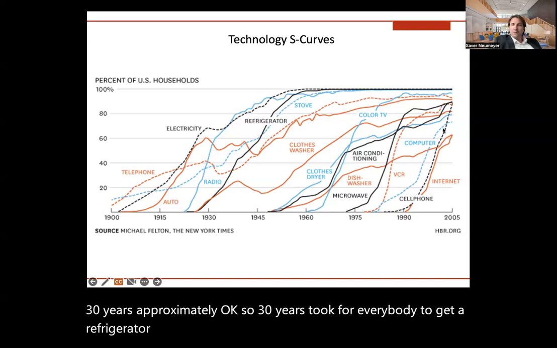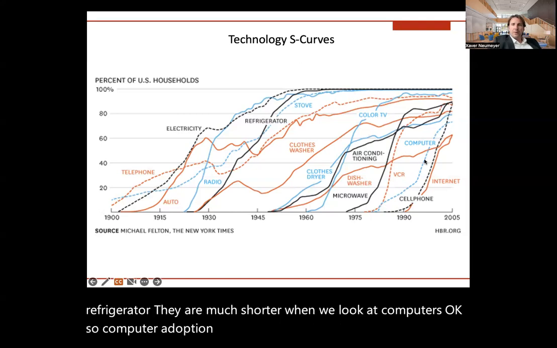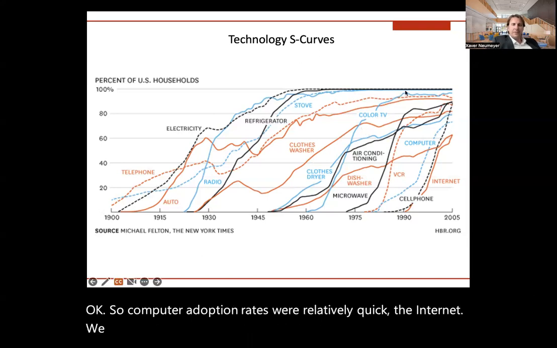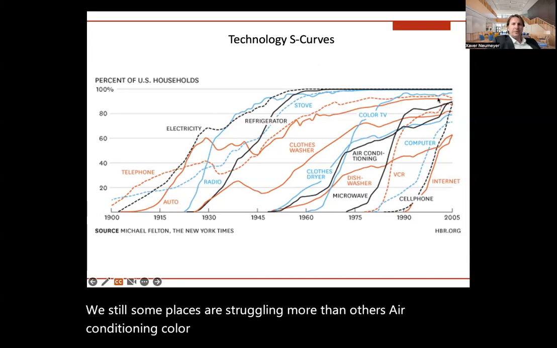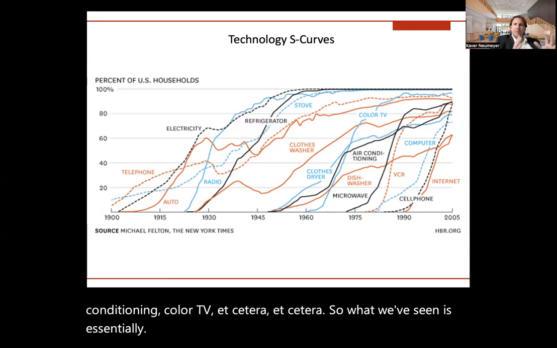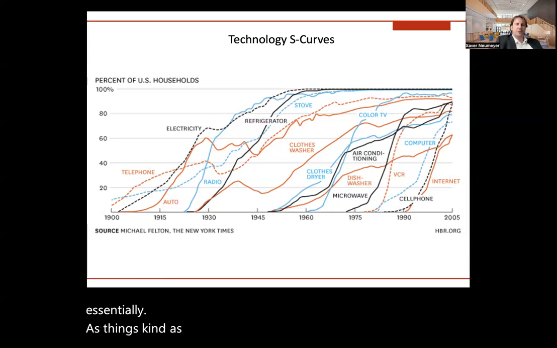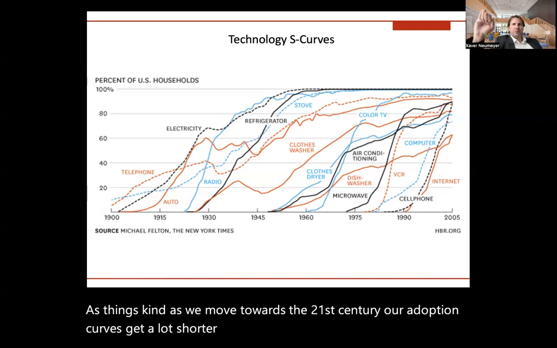They are much shorter when we look at computers. Computer adoption rates were relatively quick. The internet, we still have some places struggling more than others. Air conditioning, color TV, et cetera. So what we've seen is essentially as we move towards the 21st century, our adoption curves get a lot shorter, right? It takes a lot less time to get mass adoption for products and services.